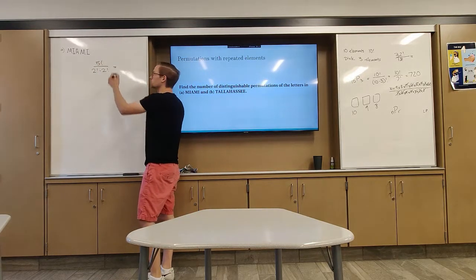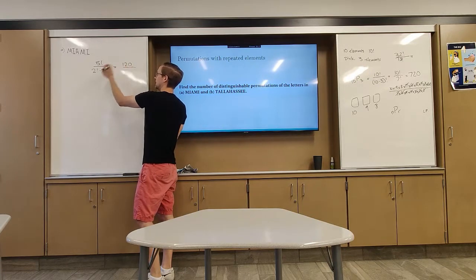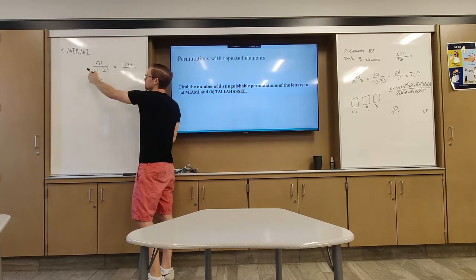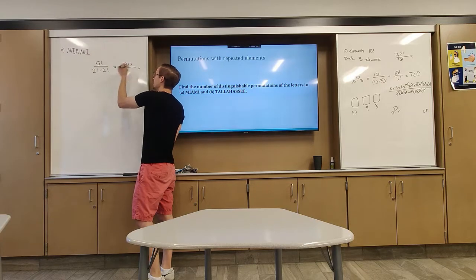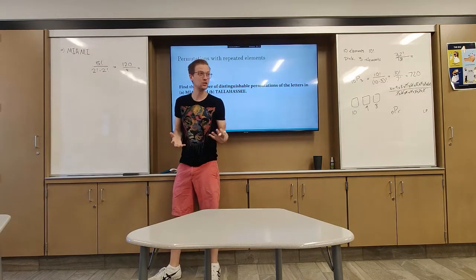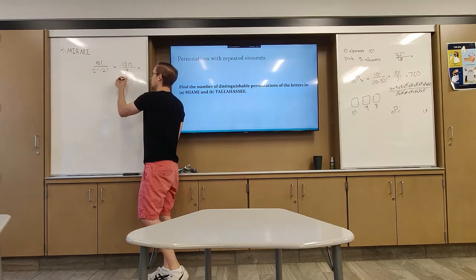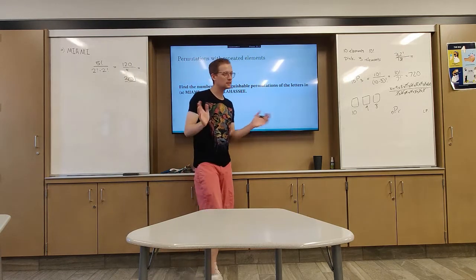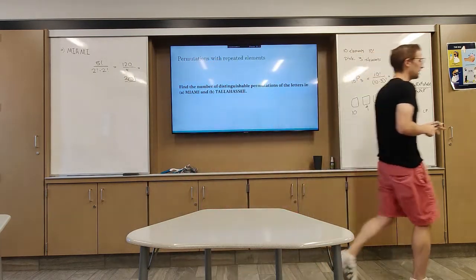5 factorial is 120. And then 2 factorial is just 2, so 2 times 2 is 4. And so the total number of distinguishable permutations that I have is 30. Make sense? Try Tallahassee.